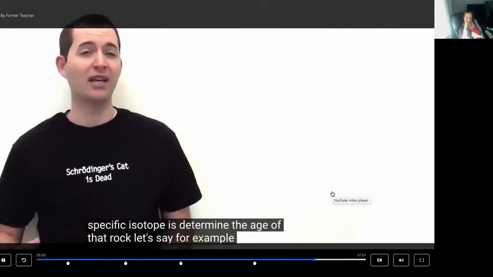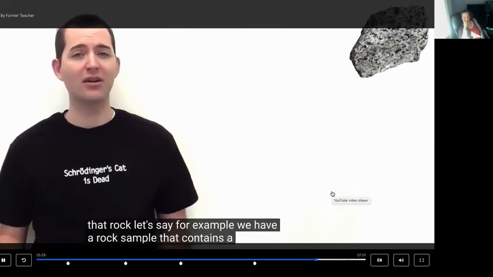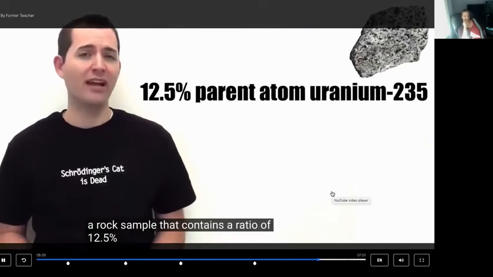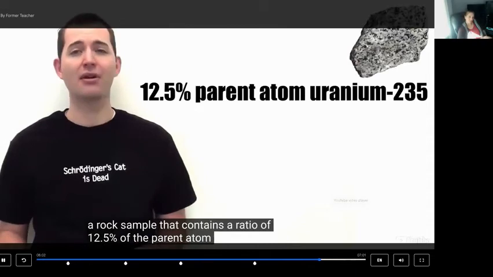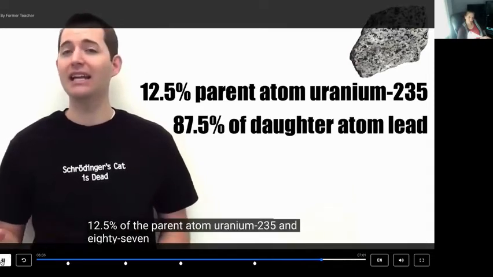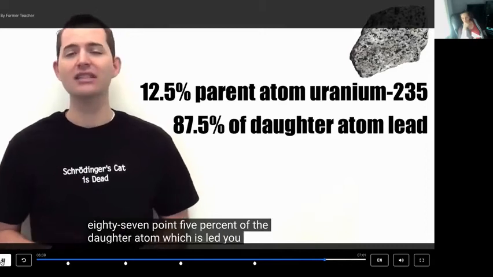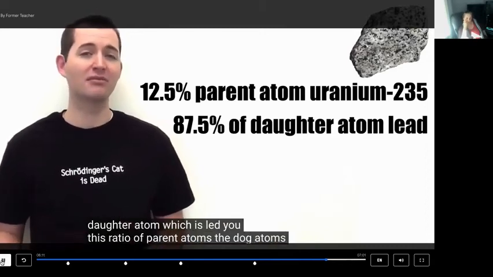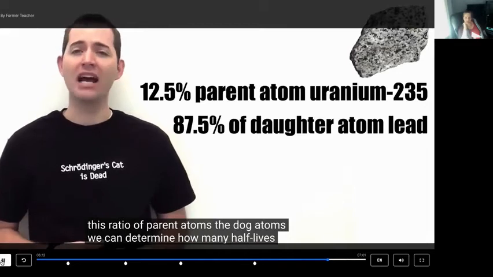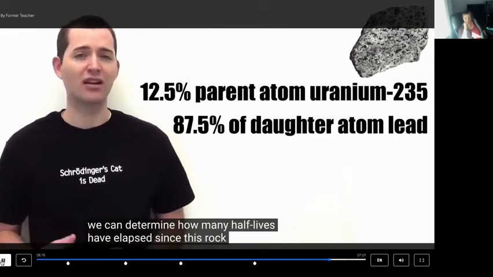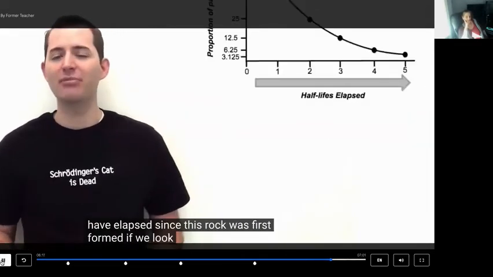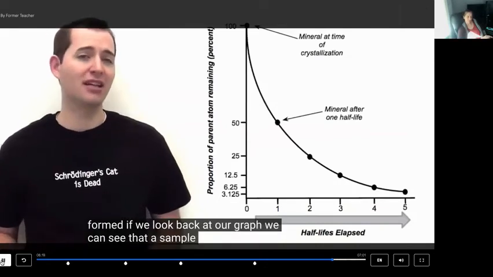Let's say, for example, we have a rock sample that contains a ratio of 12.5% of the parent atom, uranium-235, and 87.5% of the daughter atom, which is lead. Using this ratio of parent atoms to daughter atoms, we can determine how many half-lives have elapsed since this rock was first formed. If we look back at our graph, we can see that a sample that contains 12.